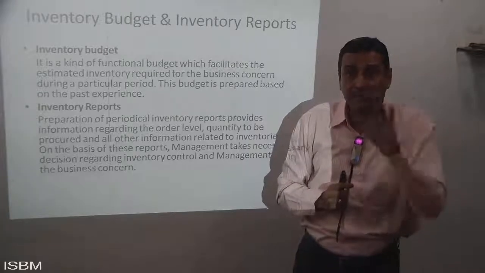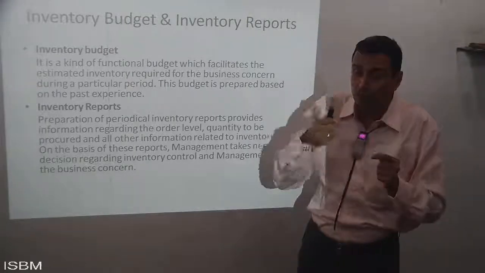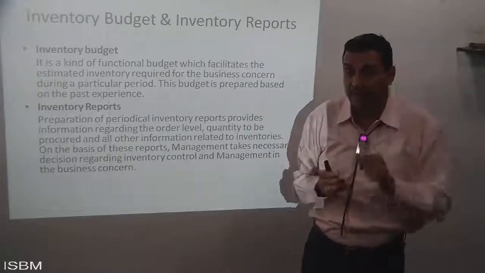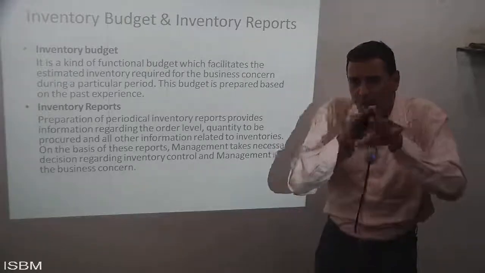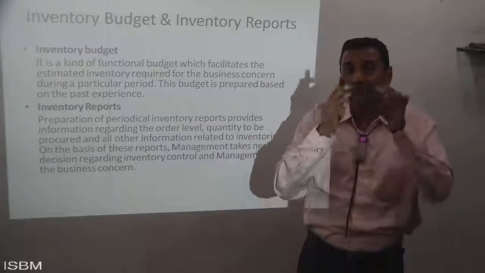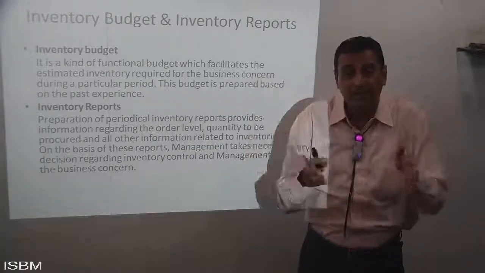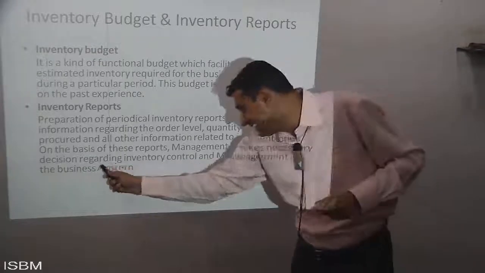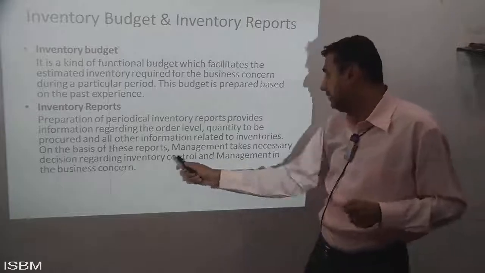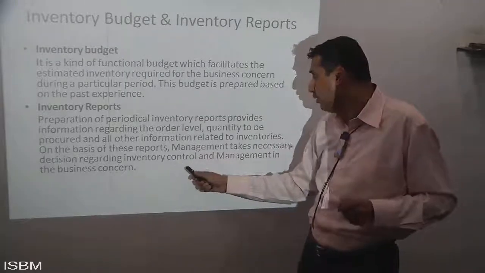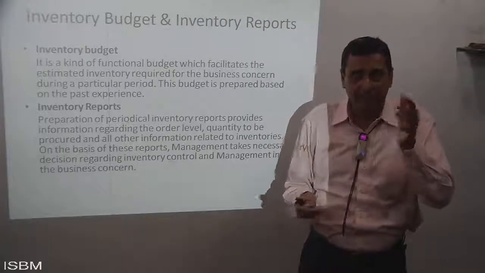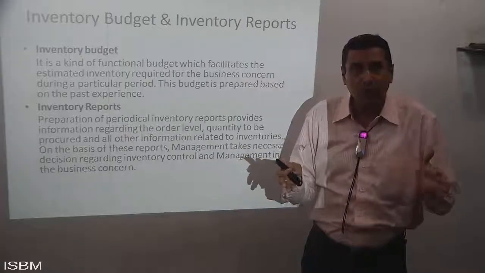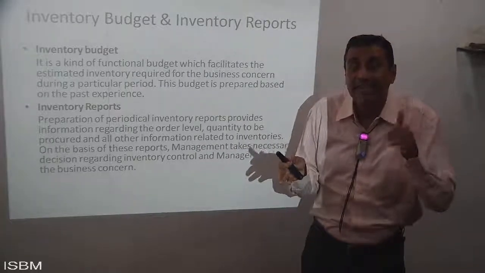Whether we need to keep this at a maximum level, how much inventory is in stock out position, how much inventory is at a danger level, how much inventory is at a maximum level, how much inventory is at a minimum level. All these reports are available in one shot, given by the inventory management system. These reports help the management take necessary decisions regarding inventory control and management in the business concern. So it helps us to manage inventory control. These ready-made reports are available. By just having one glance at the report, we come to know where we stand as far as the inventory level is concerned.